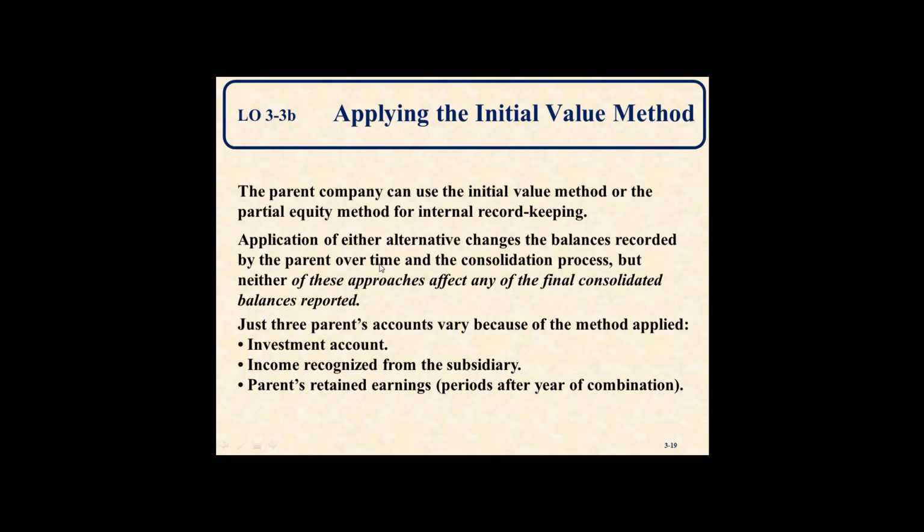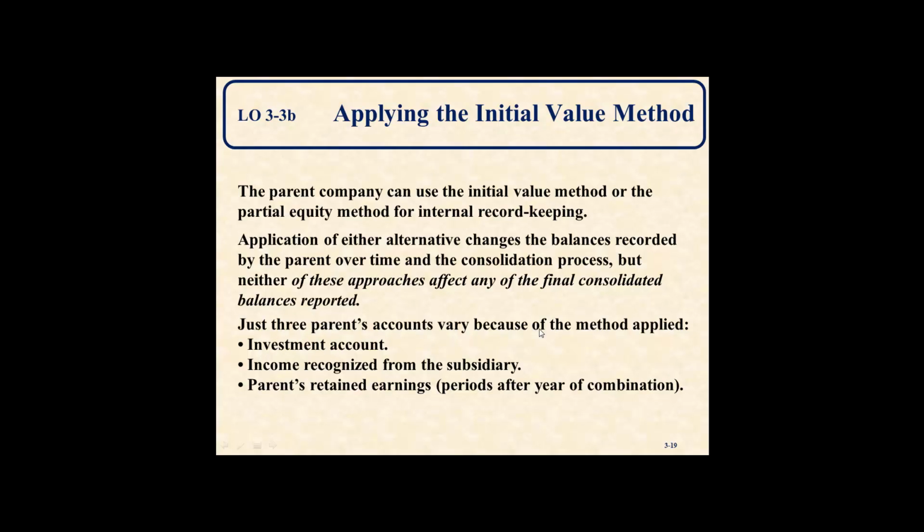So that was the equity method. If they apply the equity method, that's what you will do. Now, the parent can also use the initial value method or the partial equity method. Application of either of these alternatives changes the balance recorded by the parent over time and the consolidation process, but neither of these approaches will affect the final consolidated balances. So no matter what approach you use, the final balance will always be the same. But the consolidation entries will differ depending on what you're doing during the year.